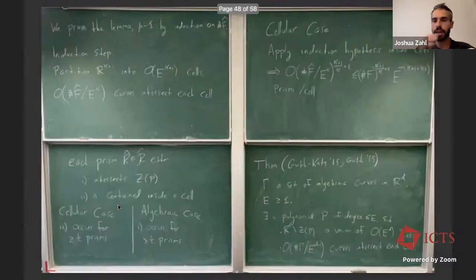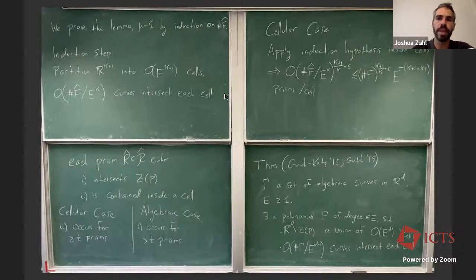And for those of you that are experts in this kind of problem, you might not be surprised to know that the cellular case is this straightforward situation. So imagine we're in the cellular case. At least half the prisms are contained inside of one cell. The prisms are probably spread around amongst various cells, but each prism, or at least half the prisms, each one of them is just in one cell. And so I'm going to apply the induction hypothesis, because this is a proof by induction, inside of each cell.